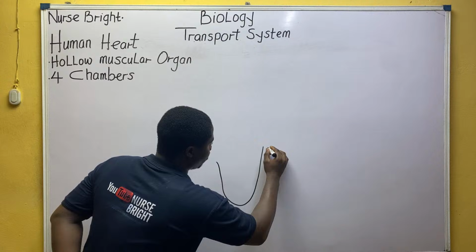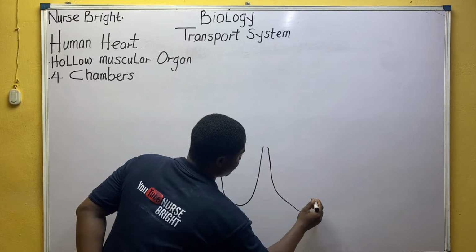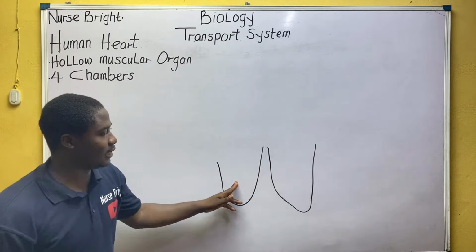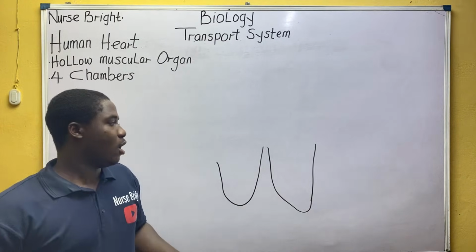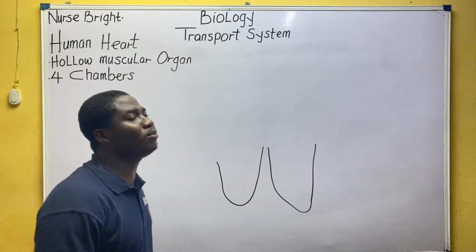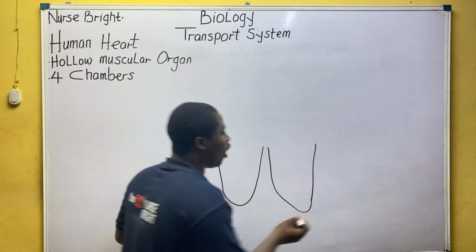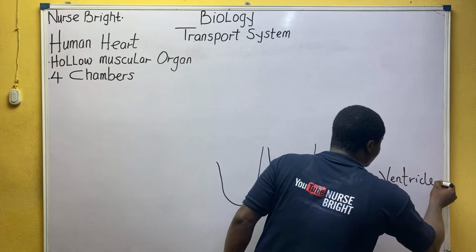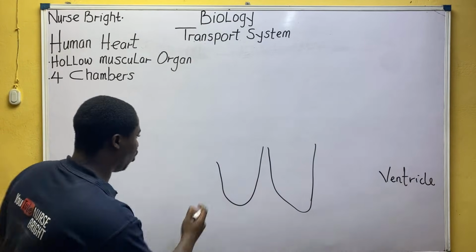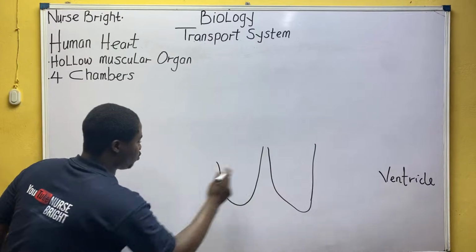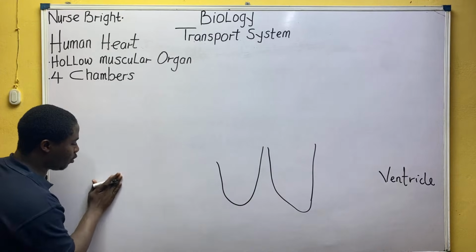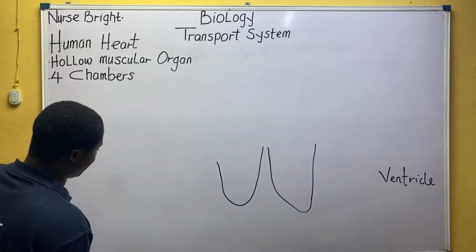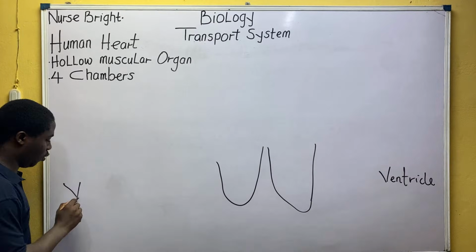This is how it looks. These are the bottom chambers, the down chambers. The bottom chambers of the heart, we call them ventricles. What did I say? The bottom chambers of the heart, what are they called? Ventricles. Basically these 2 chambers, we call them ventricles.